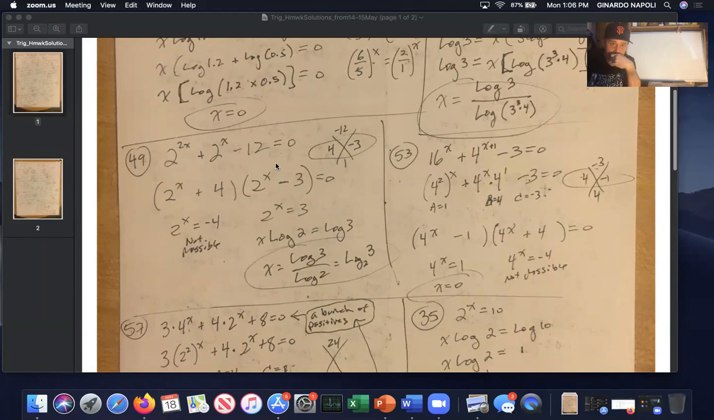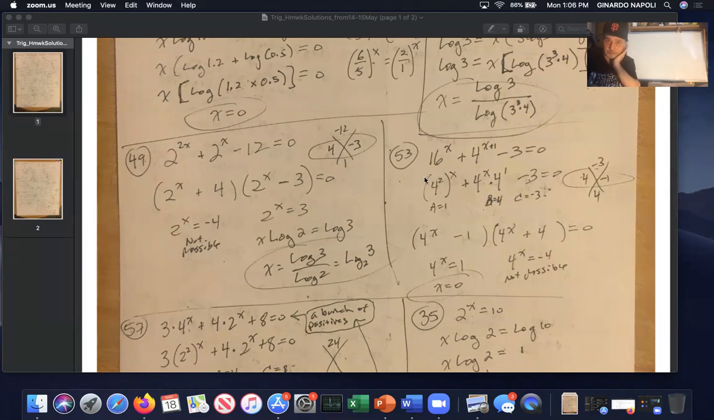All right, and then here were the quadratic forms. And so as long as these exponents are doubled, then you can do that. And remember, if it equals a negative, that's never possible because you can't raise a positive number to an exponent and get a negative. So this is the only one that was possible coming from that second factor.